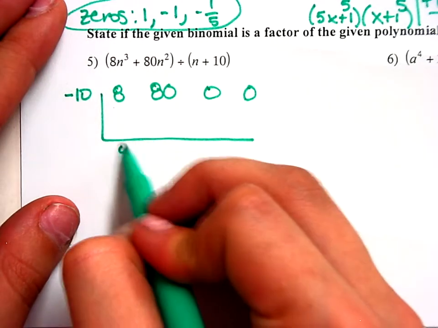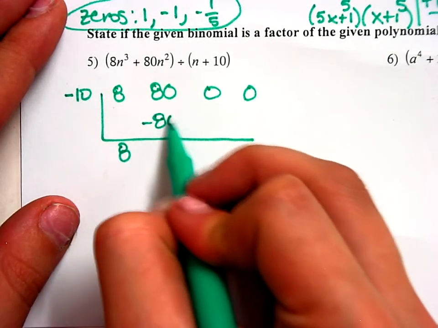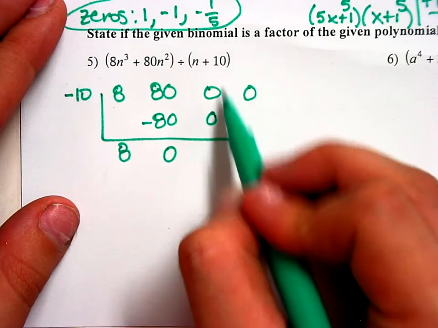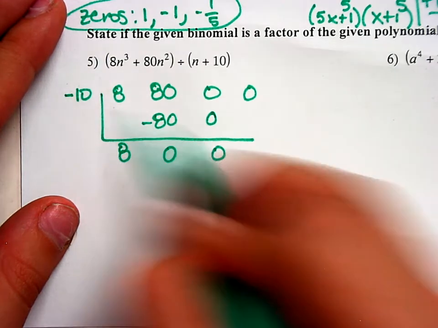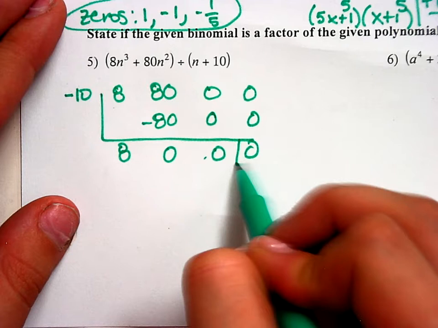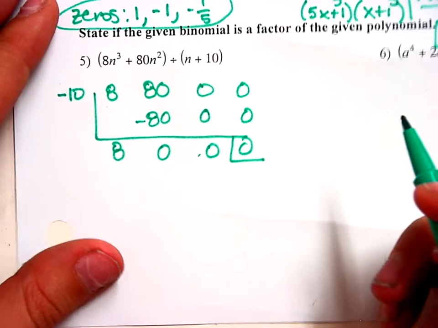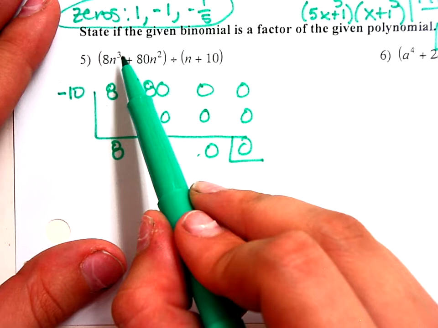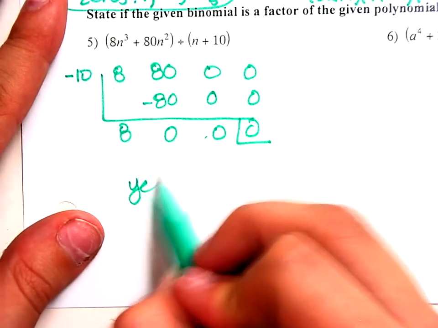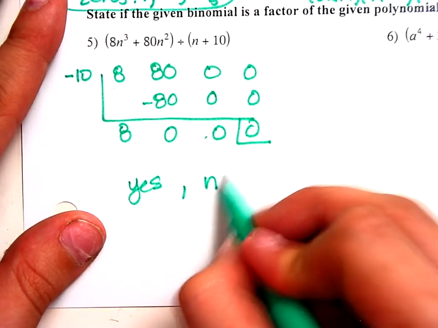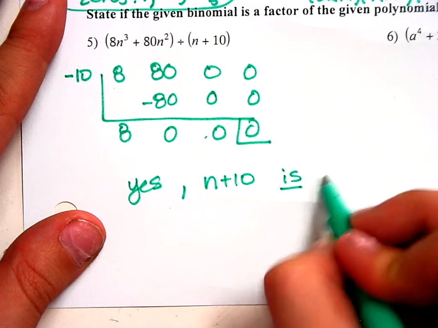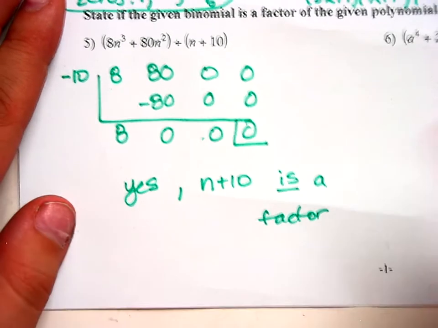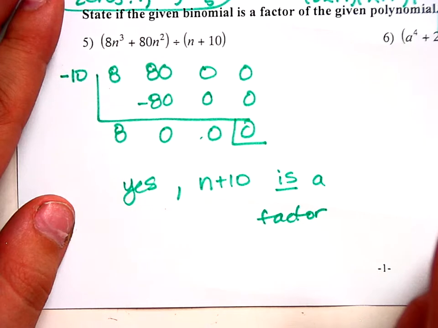Bring down the 8, multiply, and add, multiply, and add, multiply, and add. Okay, so we got a remainder of 0. What this means is n plus 10 is a factor of this original problem. So yes, n plus 10 is a factor. And that's it. As long as I can see that work, you will get the points for this problem.